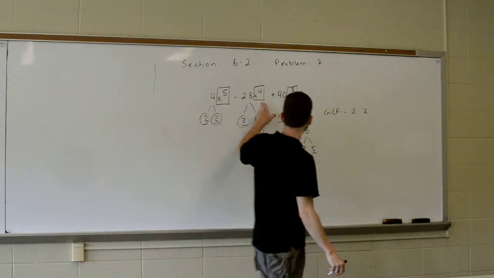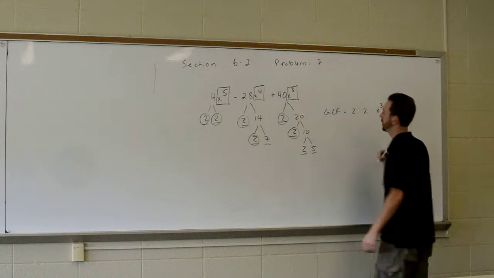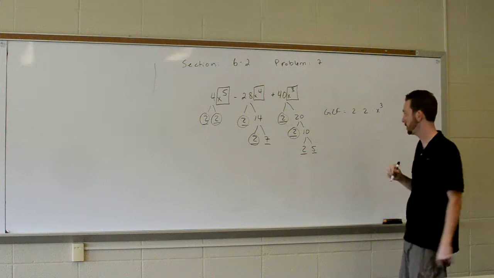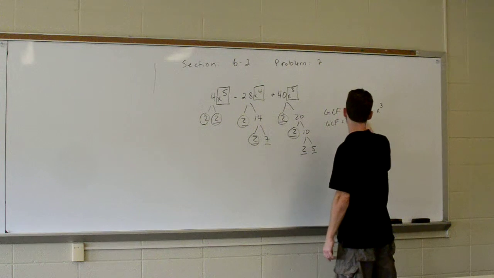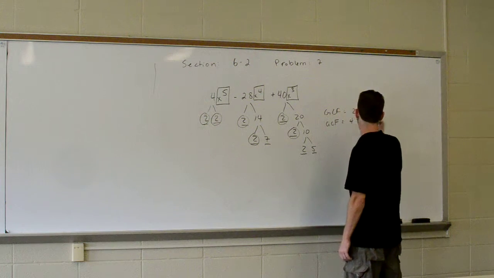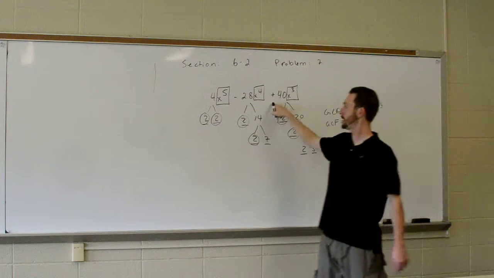So we have x to the 5th, x to the 4th, x to the 3rd. So we know that we're also going to have an x to the 3rd. It's the smallest power of x. So our GCF here is going to be 2 times 2, which is 4, x to the 3rd. So now we need to factor out our GCF here.